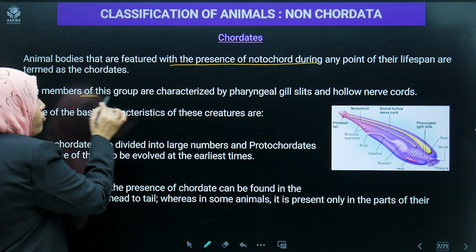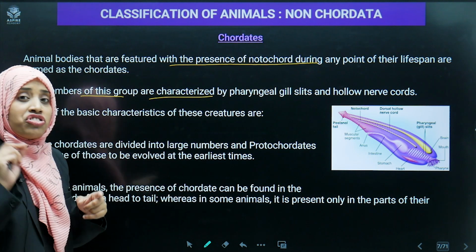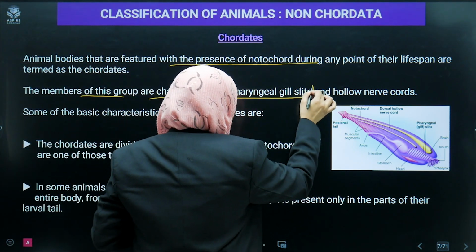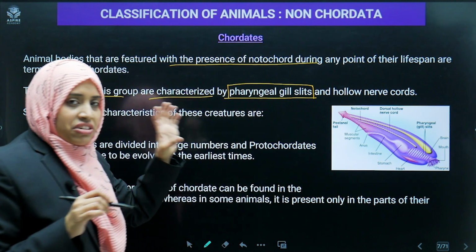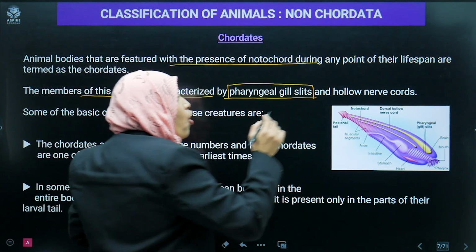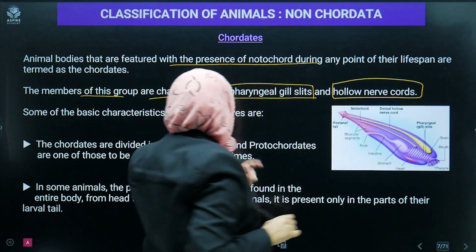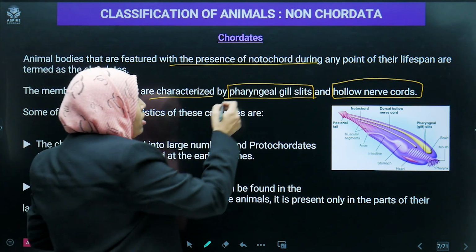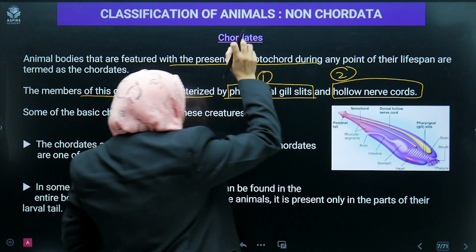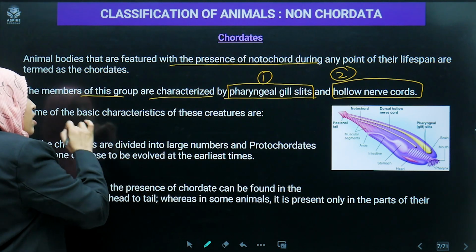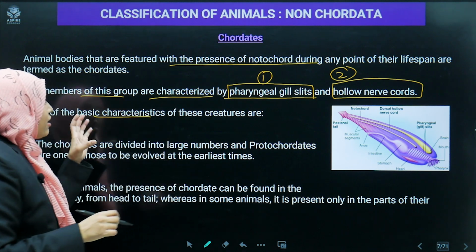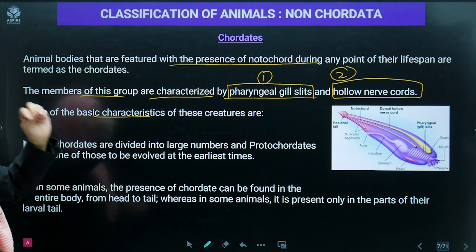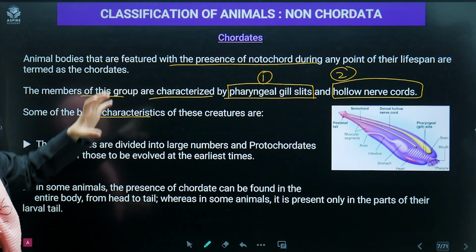Okay. So, the members of this group are characterized by pharyngeal gill slits. So, the chordates, they have pharyngeal gill slits. Pehla important baat, this is the first characteristic of the chordates, and hollow nerve cord. एक तो pharyngeal gill slits होंगे and दूसरा hollow nerve cord should be present. Okay, these are the two important characteristic features of chordates. Apart from the pharyngeal gill slits and the hollow nerve cord, there are other characteristic features which chordates must have.